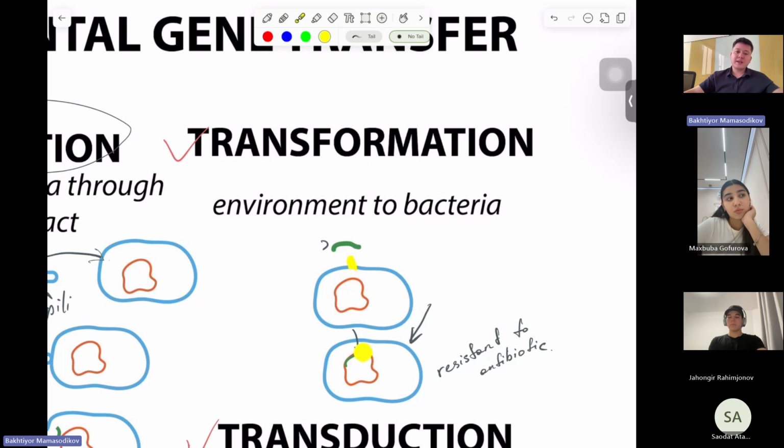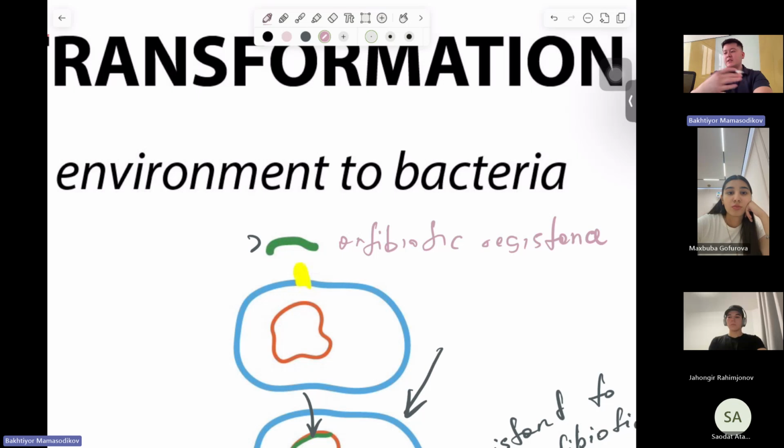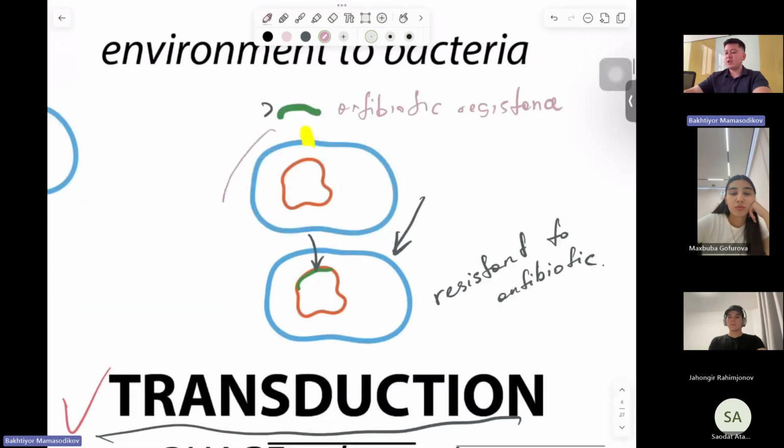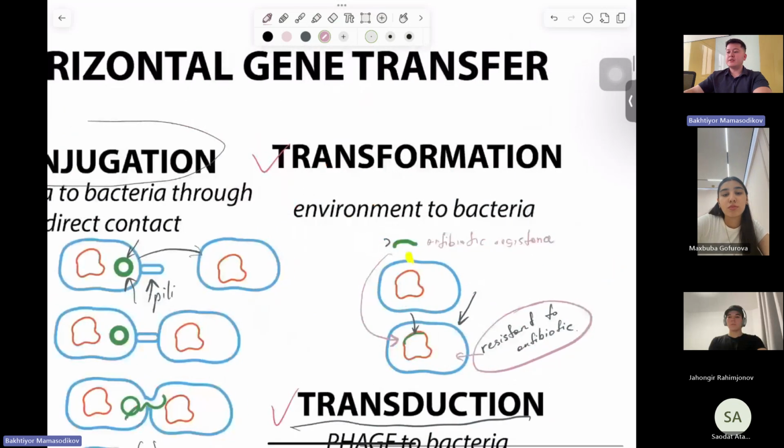What's an example of it? A bacteria becomes antibiotic resistant after picking up a resistance gene from its surroundings. For example, this bacteria contains antibiotic resistance, right? This antibiotic resistance gene is now entering another bacteria. Now this bacteria is also resistant to antibiotics. This is the first way. This is called transformation. This is one of the ways bacteria share genetic information with another bacteria.